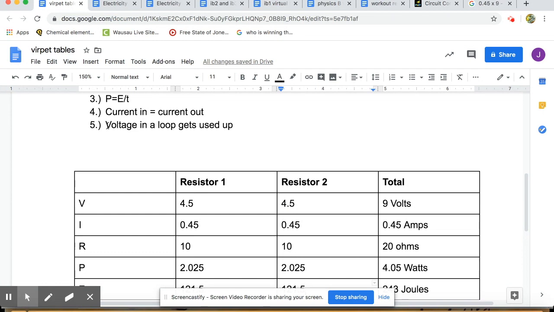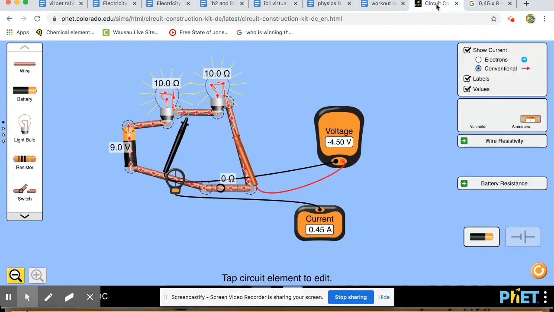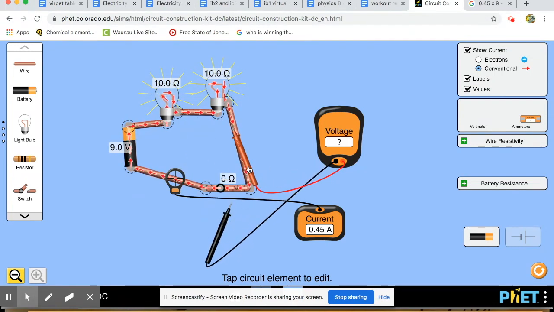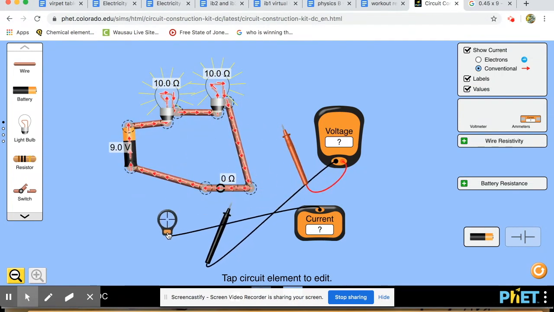Let's look at this fifth rule. Just verify this fifth rule. The voltage in a loop gets used up. What does that mean? Well, here we only have one loop. There's only one possible loop that we can make. It's this loop right here. Starting with the battery, it makes this loop, and it completes a circuit. There's no other path that I could take.